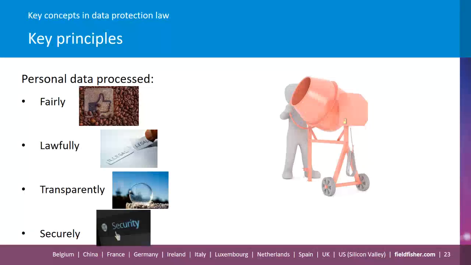So you should process data fairly, and you'll see that the first picture is some fair trade coffee beans. What does that mean? Well, it means that you should take into account what people's expectations are about how their data will be processed. You shouldn't be processing it in a way that they wouldn't have anticipated and that would surprise them or be unfair on them.